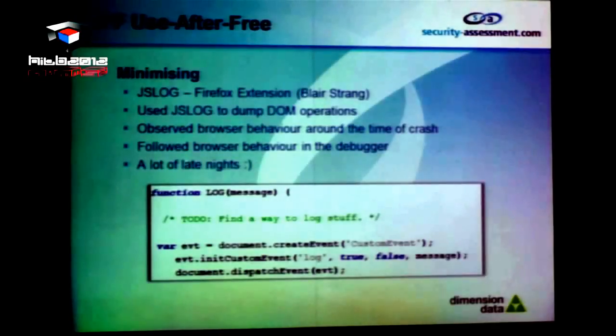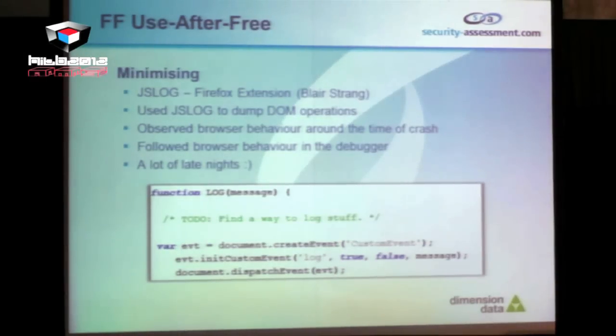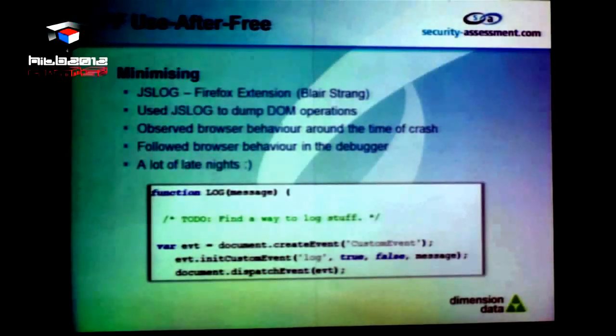The next thing we did was to minimize the crash, because we were using a very complex HTML, as I said before, and Crosspath performs thousands of JavaScript operations against the DOM of the page. The problem was to identify how many and which JavaScript operations are performed by Crosspath. So my colleague Bladestrain developed a Firefox extension called JSlog. You install it in Firefox, and then JSlog can dump all the JavaScript operations performed by Crosspath.